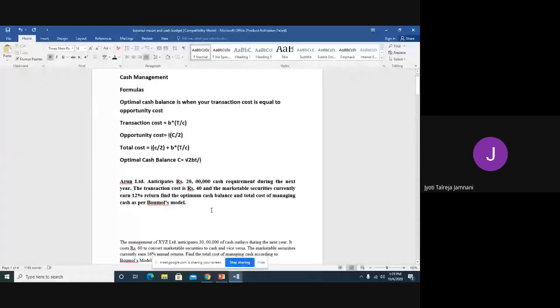So it says Arun Limited anticipates rupees 20 lakh cash requirement during the next year. Can anyone tell me what this 20 lakh rupees is? Is it T, B, I or C? T. Ma'am, it's T. Yeah, T is the total cash required during the year. So T is equal to 20 lakh. It requires 20 lakh rupees during the year. The transaction cost is rupees 40. So what is this transaction cost? Is it B, I or C? B. Ma'am, it's B. So B is rupees 40. Per transaction, the cost is rupees 40.